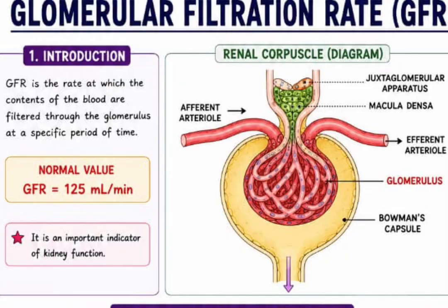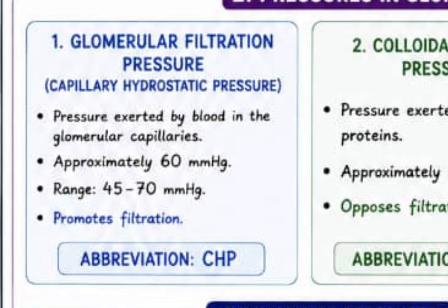So let us look at the pressures that are important for glomerular filtration. Number one, GFP, which is glomerular filtration pressure. We also call it capillary hydrostatic pressure. It is the pressure needed to filter blood from the glomerular capillary, because when blood is entering the afferent arteriole, it enters into the glomerular capillary.